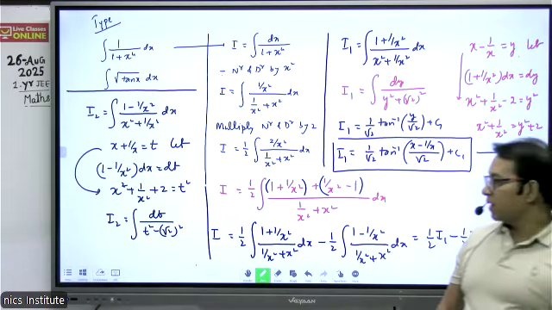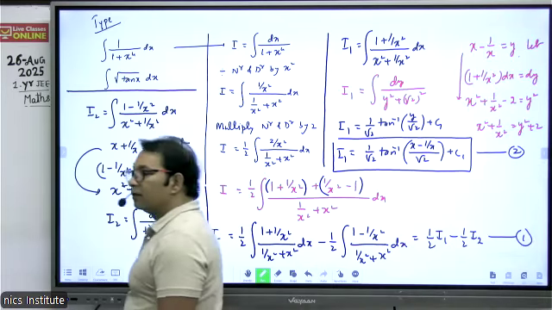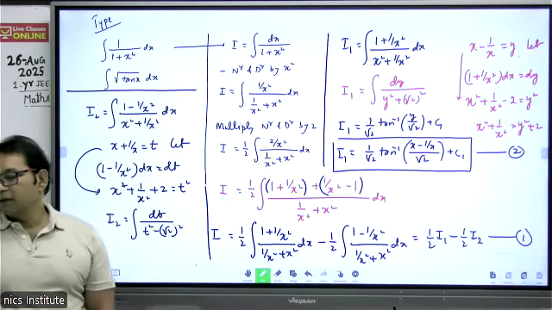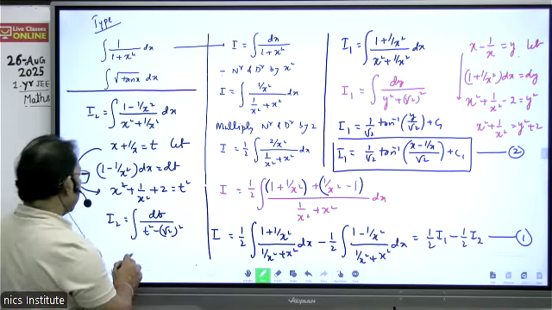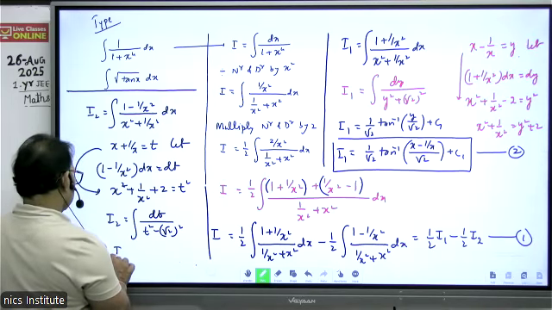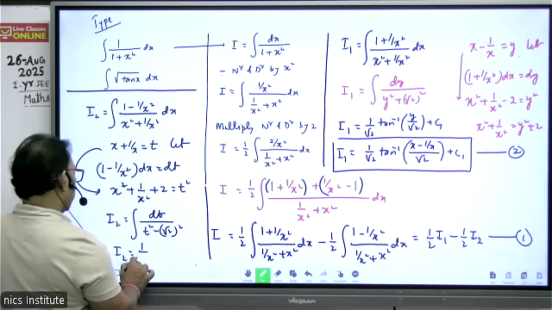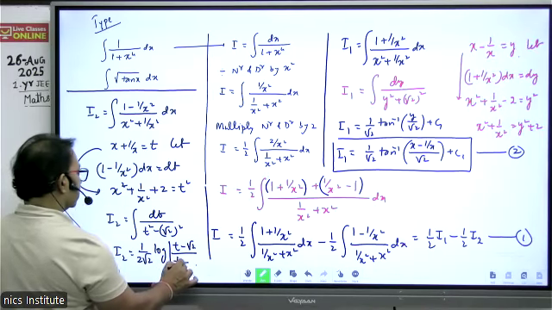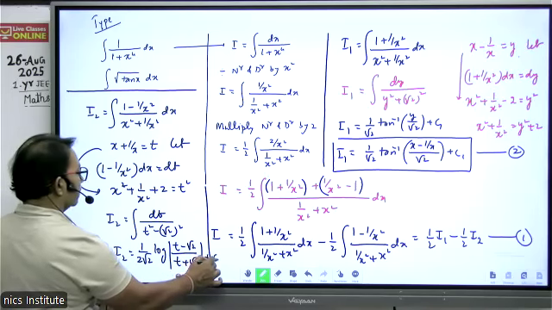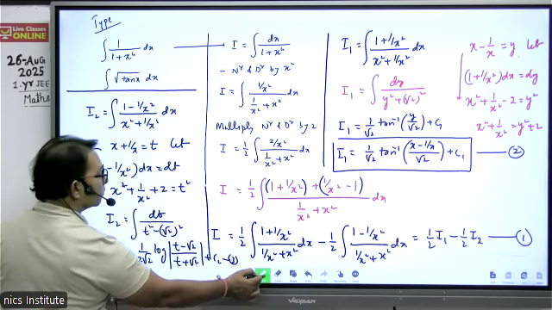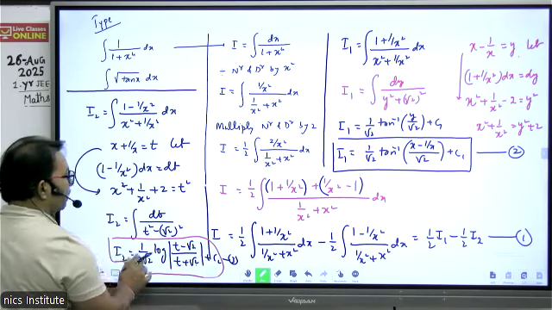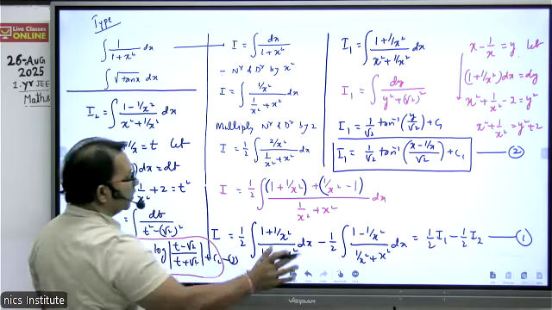Which standard formula is this? 1 upon 2a log of x minus a over x plus a. Yes. So this is 1 by 2a log of x minus a over x plus a. So it's done. 1 by 2a is 1 by 2 root 2 log of a minus x over a plus x. And then you can replace. This is equation number 3. So I have I1 and I2, substitute in equation number 1 and you get your answer.